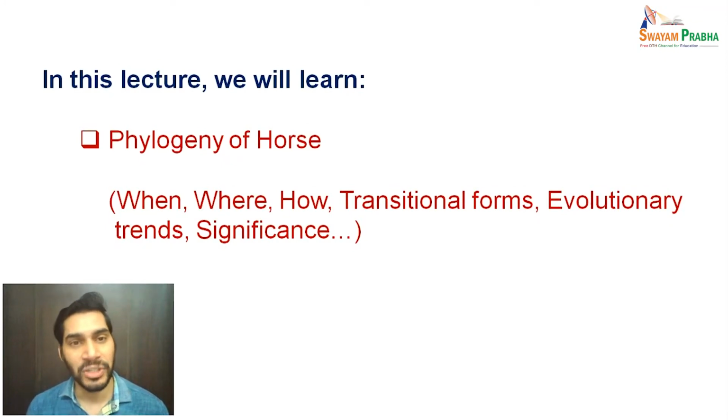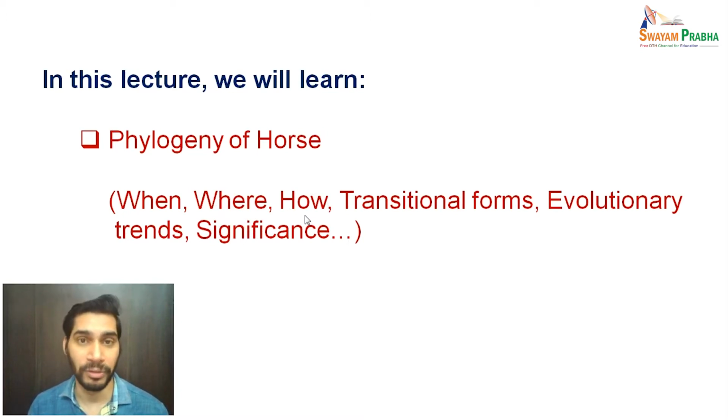So in this lecture, we will learn about horse phylogeny or evolutionary history of horse. Now, when I say evolutionary history, I combine various things in it. For example, when the horse evolved. I just mentioned, we have discussed about geological time scale in our previous lectures. So, what was the geological time when the horse evolution started? When the first fossil we found? What was the origin of that particular fossil? Then we will also discuss about where the fossils were found in terms of where the evolution started.